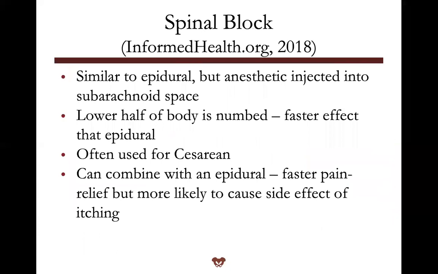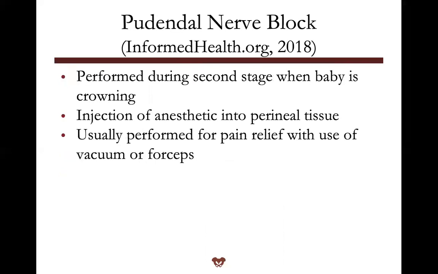Spinal blocks are similar to epidurals, but the anesthetic is injected into the subarachnoid space as opposed to the epidural space. Again, the lower half of the body is numb. These work a little bit faster than epidurals, and these are often going to be used for cesareans. Pudendal nerve blocks might be used if there's going to be vacuum or forceps use, and this is where anesthetic is injected into the perineal tissue to hit the pudendal nerve.